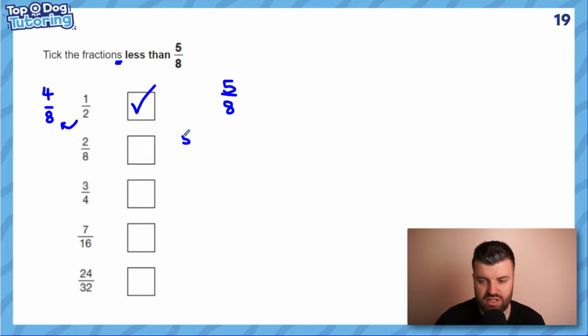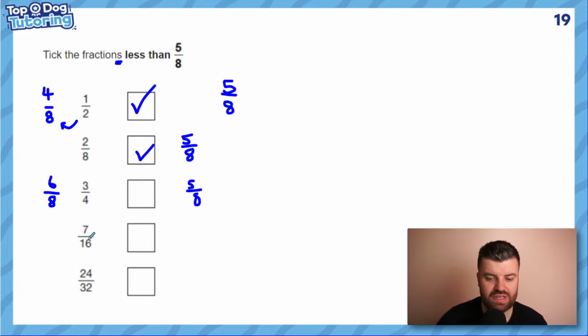Next one, 2/8. That's simple. I don't need to do any converting because it's already an 8. 2/8 is obviously less than having 5 of them. So we tick that one. Next one is 3/4. Again, let's change it to 8s. 4 times 2 is 8. So multiply the top by 2, we get 6. Is 6/8 less than 5/8? No, leave it blank.